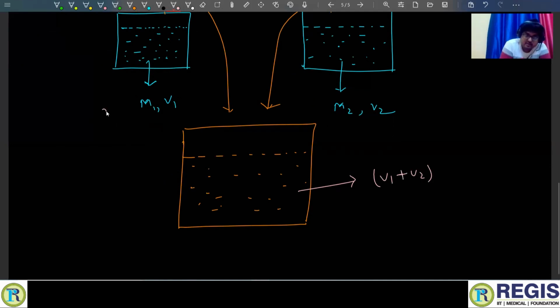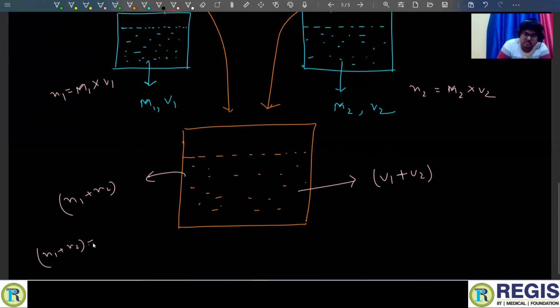Now in this case, we can write number of moles N1 which is equal to M1 V1. Number of moles of solute N1 equals M1 into V1. In this case, number of moles of solute equals M2 into V2. Now what will be the total number of moles of solute? That is N1 plus N2. So can I write N1 plus N2 equals MR into (V1 plus V2)? Now what is MR? MR represents the resulting molarity of the solution after mixing.